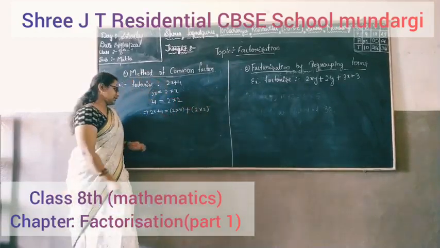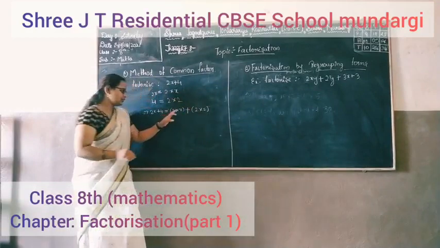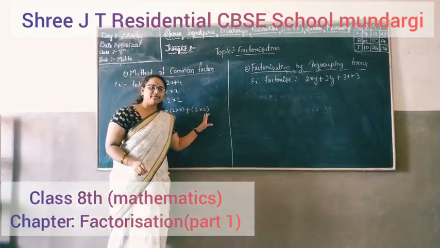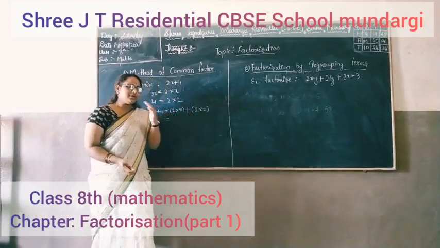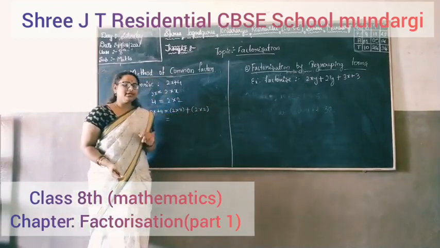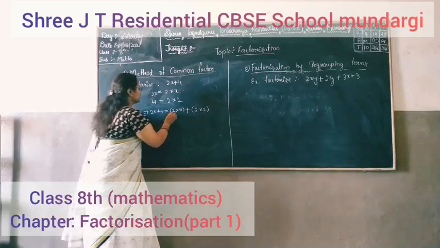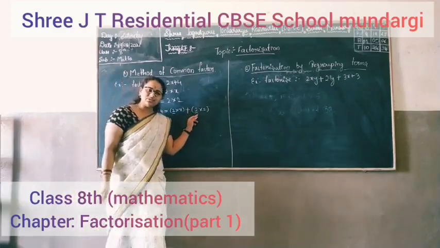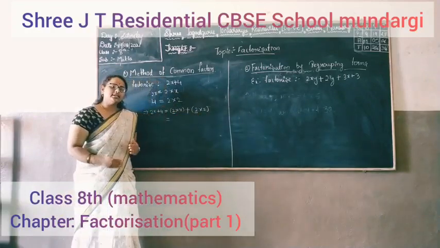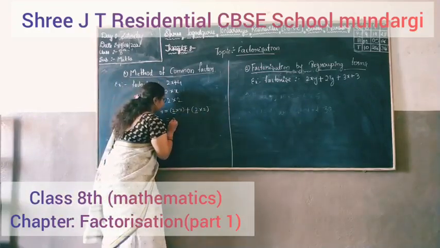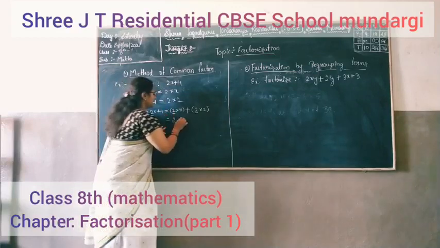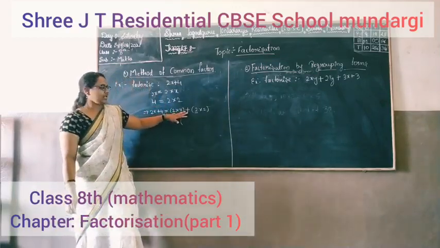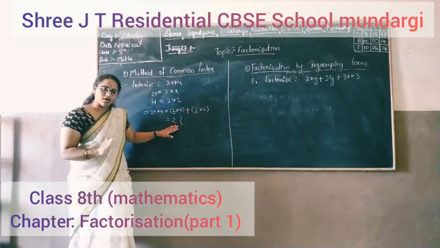Okay, so next see here. So 2 in this bracket 2 is there, and similarly in this bracket also 2 is there. So you have to take the common number 2. So in this one 2 is common, and in this one also 2 is there. So you have to take it common. So I will write 2 first in bracket. Okay, so in the first bracket I have to take 2 as common.